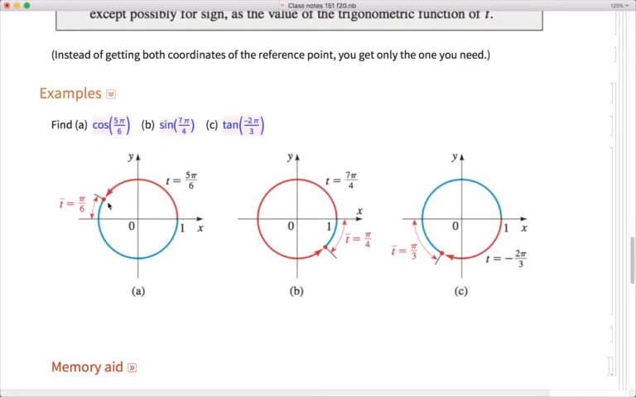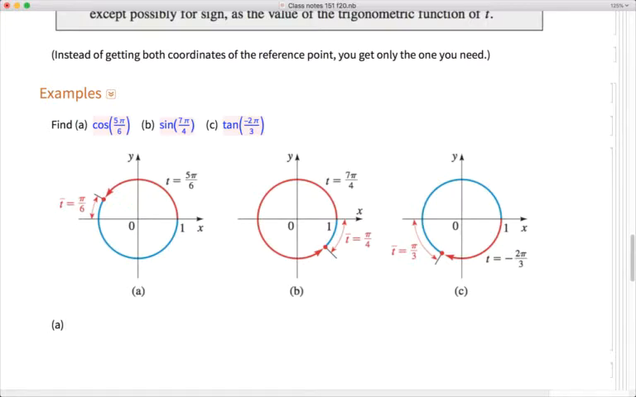Okay, so we sort of did this before when we were finding the terminal points for, say, 5 pi over 6. We found the terminal point for pi over 6 and then adjusted it. But this time, we don't need both coordinates of the terminal point. We only need one of the coordinates. All right, so let's try A.